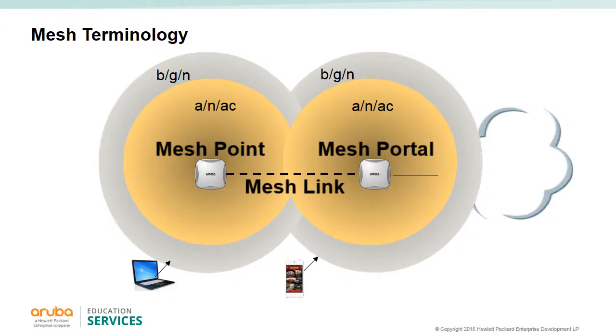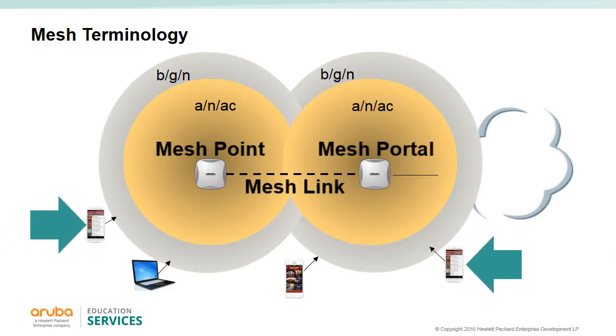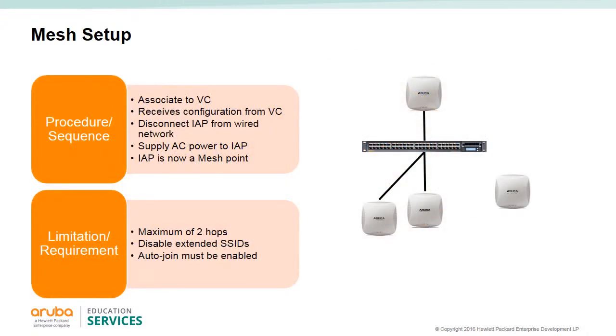If the mesh link has been configured to use the 5 GHz radio, then the traffic between the mesh IAPs is using this band. But wireless LANs can also be configured on this band, giving client access. All of the IAPs will show up on the virtual controller as a mesh portal.